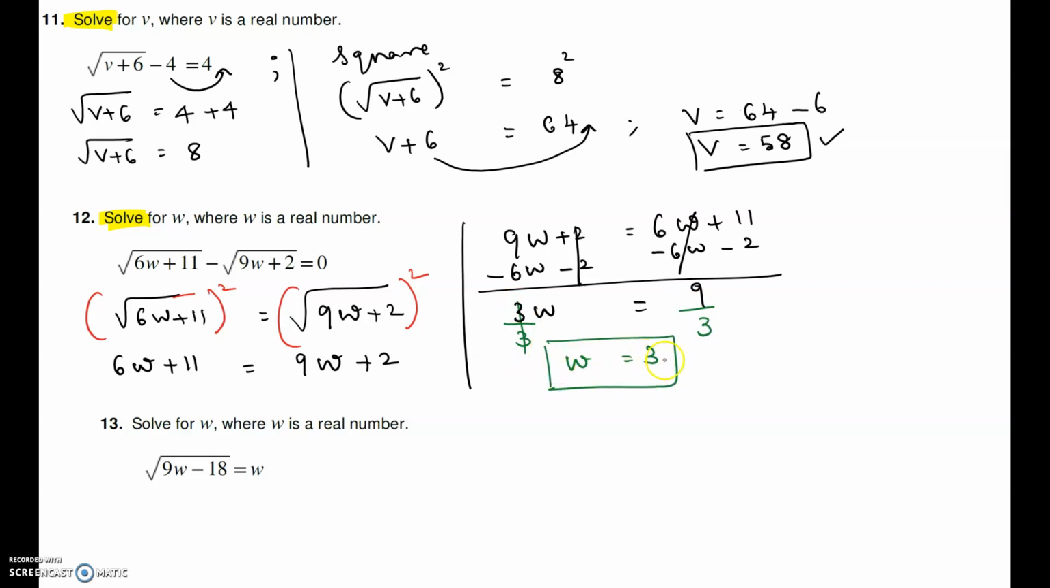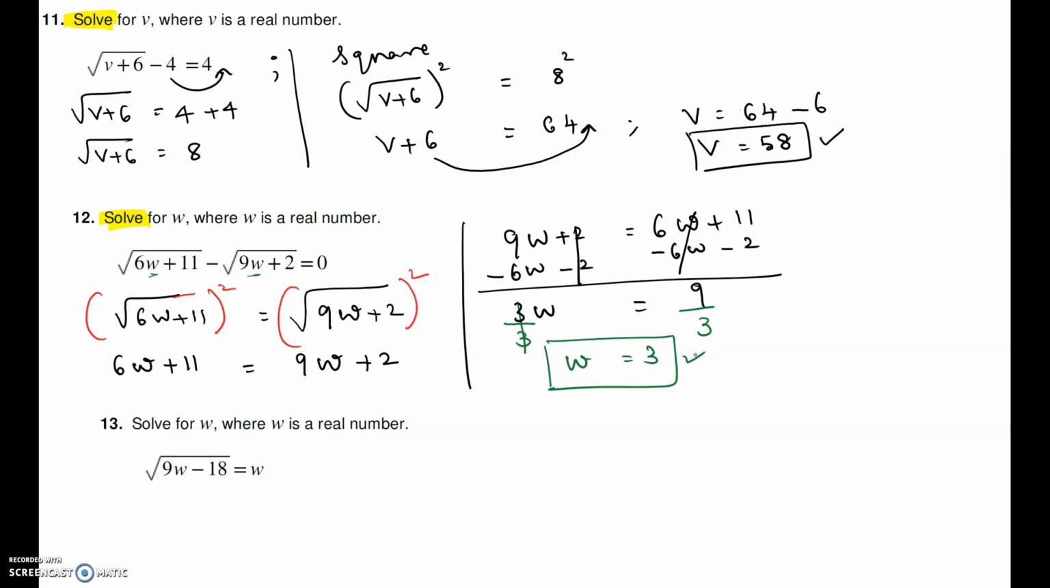Same way, if you substitute the 3 into the original equation w here, that is 6 times 3, 18, 18 plus 11, the square root of 29. Same way here it will be square root of 9 times 3, which is 27 plus 2, square root of 29. So square root of 29 minus square root of 29 equal to 0. So the equation is satisfied with w equal to 3.